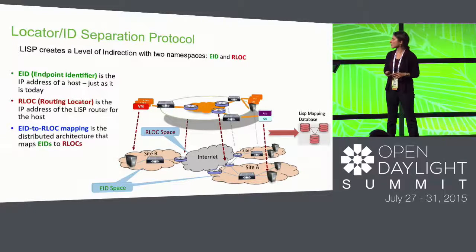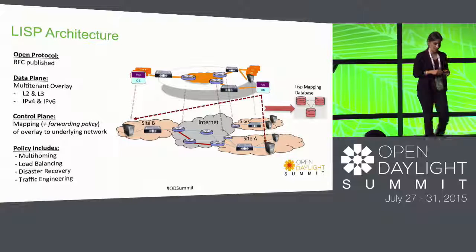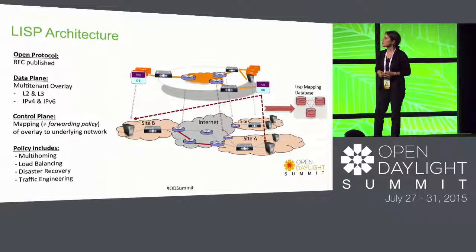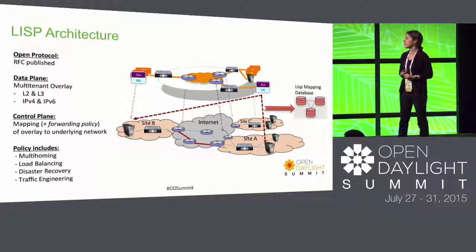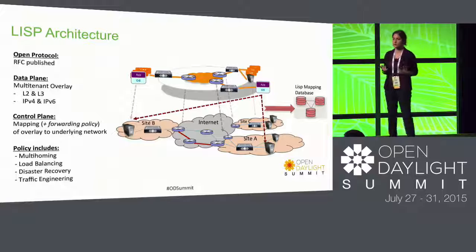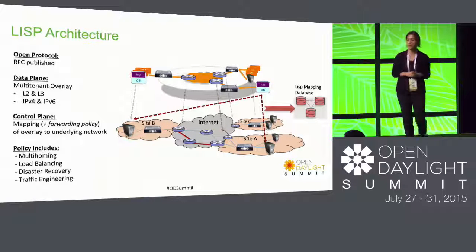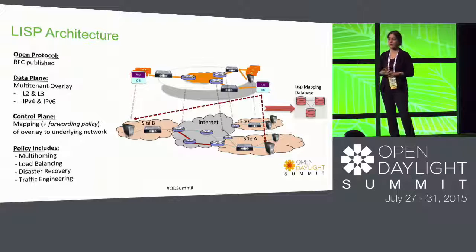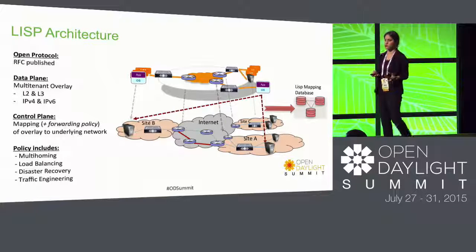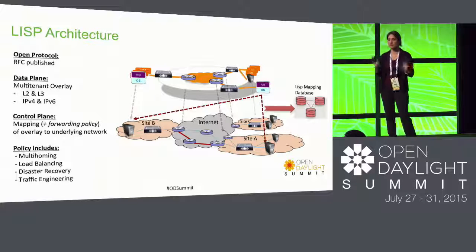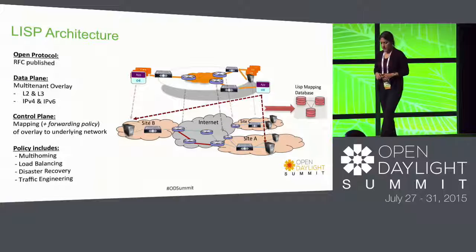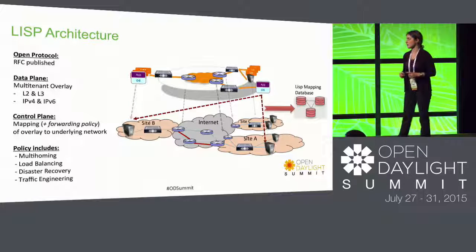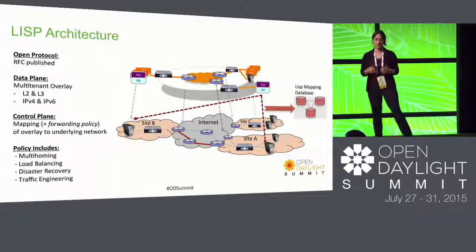With that, we can look at the overall architecture and what the LISP architecture actually provides for us. There are three main pieces to this architecture. One, there's the data plane, which is the basic encapsulation. It provides a multi-tenant overlay, and it supports L2 and L3 overlays and IPv4 and IPv6 encapsulation in basically any combination: v4 and v6, v6 and v4, v6 and v6, and so on. And then there's the control plane, which includes the mapping layer and the protocol that the routers use to look up.